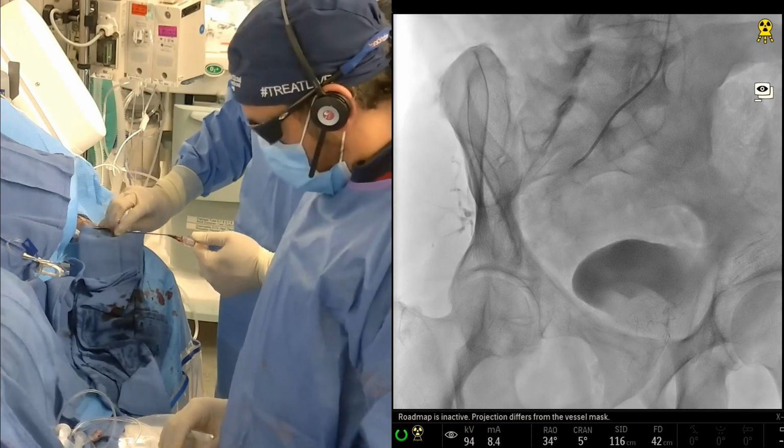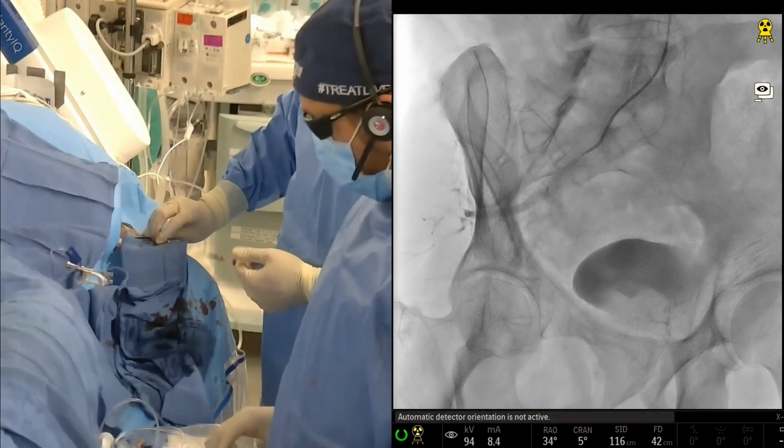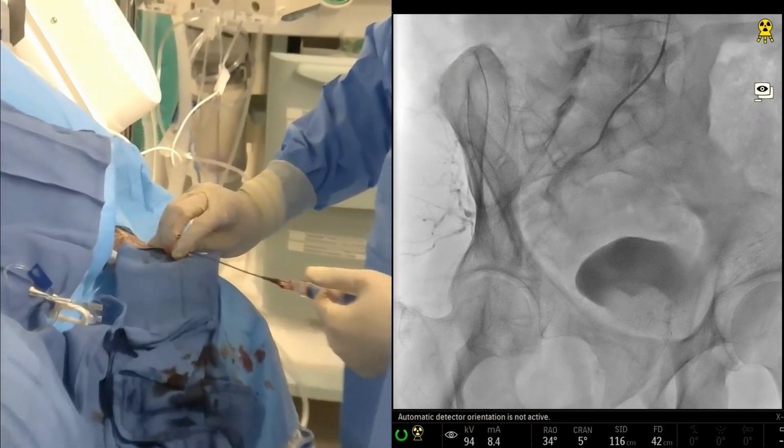We're going to pull back a little bit because we're in the glute here, but we're going to set up for another run.